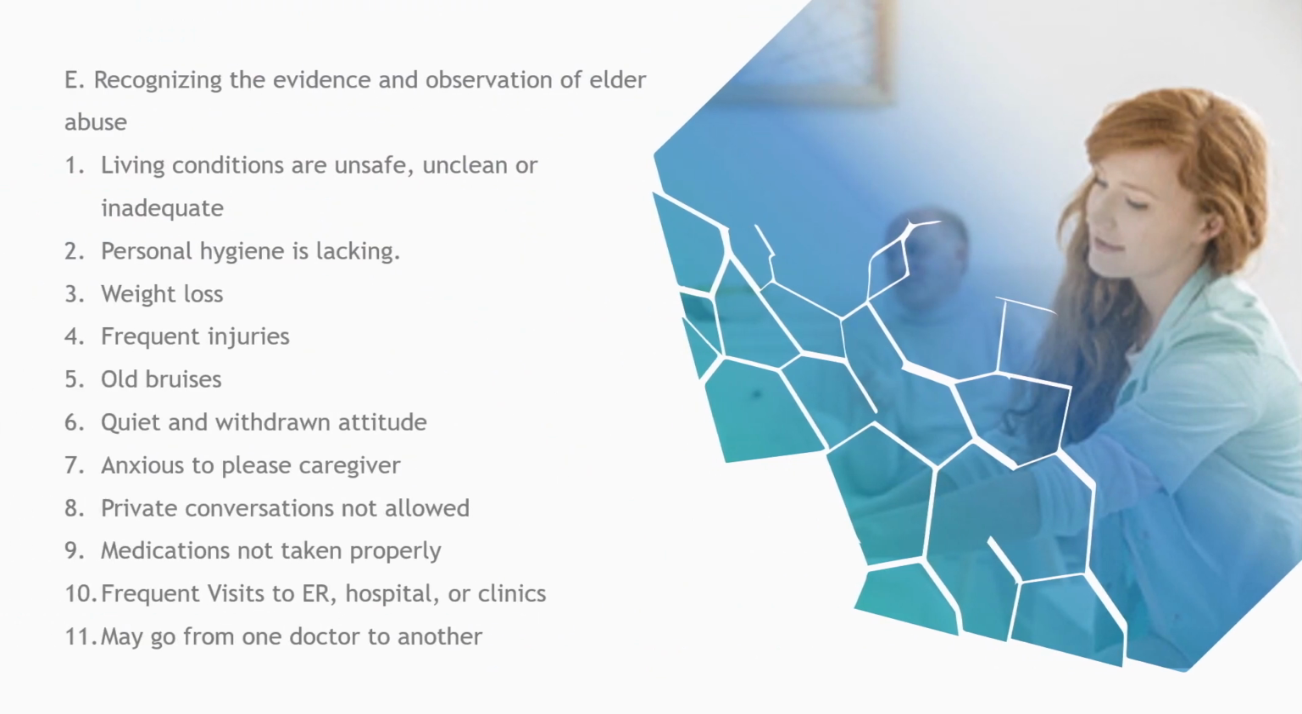Recognizing the evidence and observation of elder abuse. Living conditions are unsafe, unclean, or inadequate. Personal hygiene is lacking. Weight loss, frequent injuries, old bruises, quiet and withdrawn attitude, anxious to please caregiver. Private conversations not allowed. Medications not taken properly. Frequent visits to the ER, hospitals, or clinics. May go from one doctor to another.